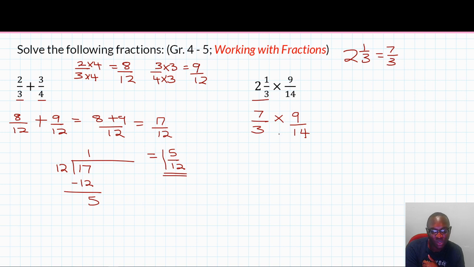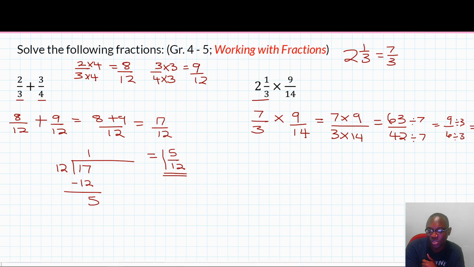Now we have two different ways to go about this. We can multiply across: 7 multiplied by 9 over 3 multiplied by 14. This is going to give you 63/42, and then you can keep dividing. Let's divide by 7. We have 9/6, and then we can divide by 3, and then we have 3/2. So that is one way to do it.